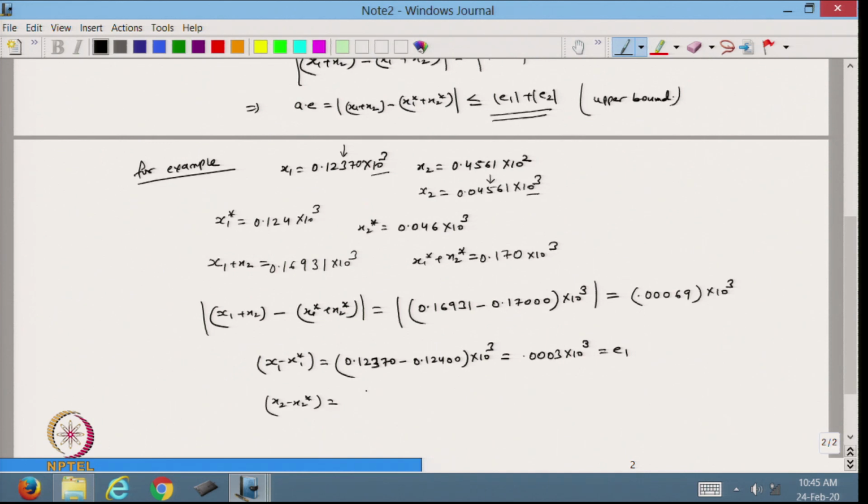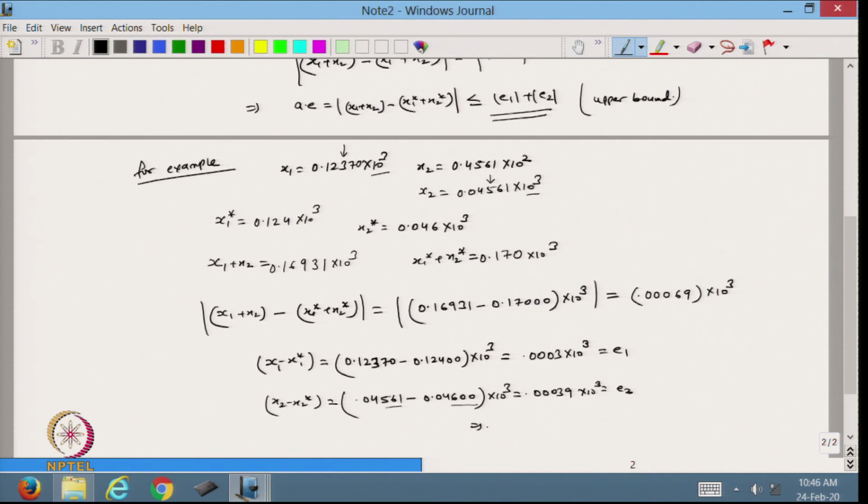And x2 minus x2 star, this is my x2, so 0.04561 minus 0.04600 into 10 raised to power 3. So in this case it is 600 and 561, so I can call it 0.00039, because 600 minus 561 is 39, and before that is 20. So this is into 10 raised to power 3. So that is my E2.